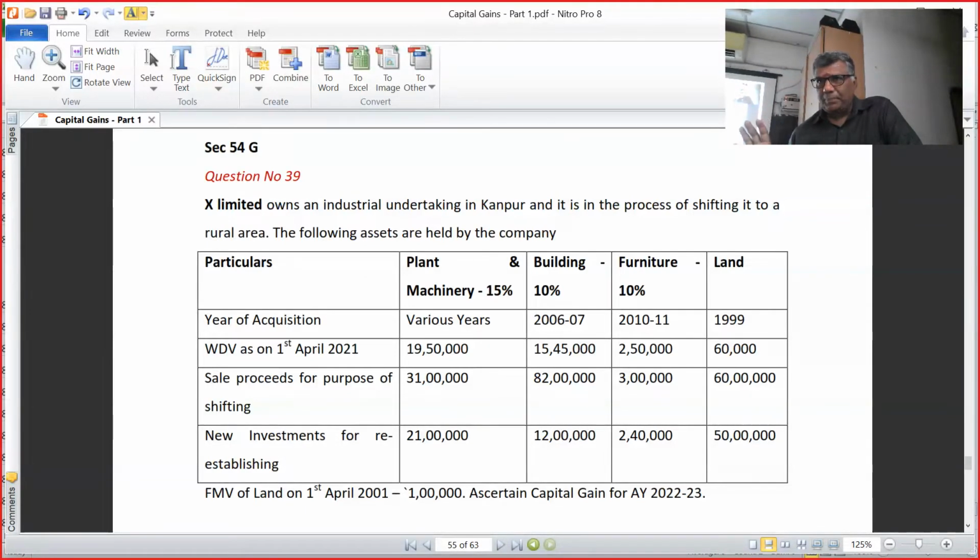The question itself is capital gain. These are additions made. Which block is it where you are getting capital gain? Go ahead.